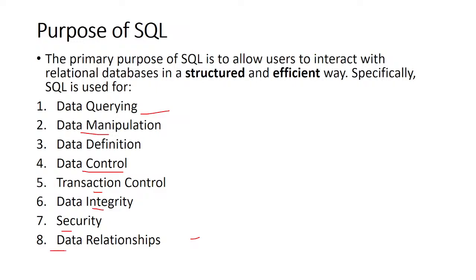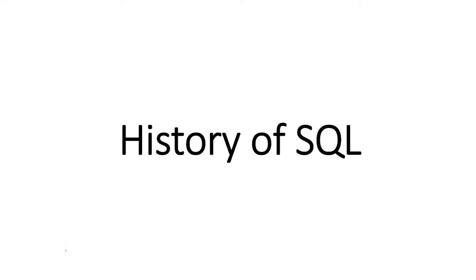Another thing is data relationship. Data relationship means SQL allows creating relationships between tables. Basically, with a JOIN statement you can use two or more tables to perform more complex queries involving data from multiple tables, helping users extract meaningful information. These things we will study in depth in later videos.